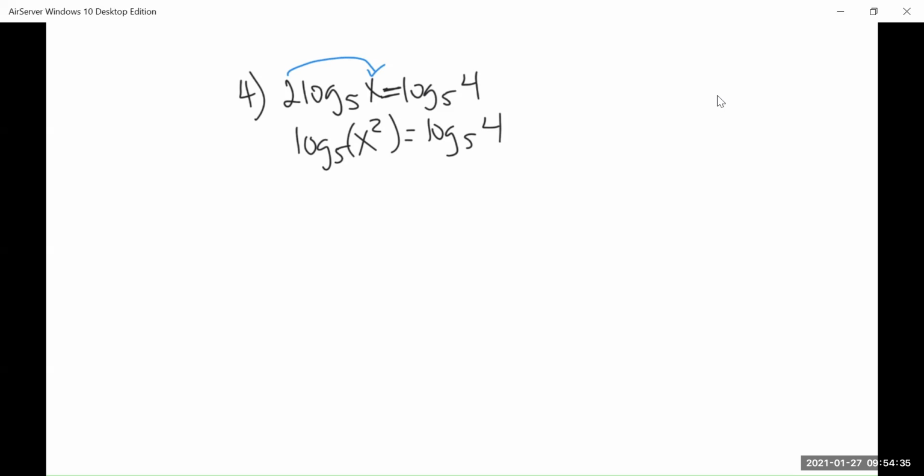Well, now that the logs are separated, what do I have? Log base 5 of something equals log base 5 of something. What must be true? My somethings must be equal. So these log base 5s are going to cancel. And if these are equivalent statements, that means that x squared should equal 4.